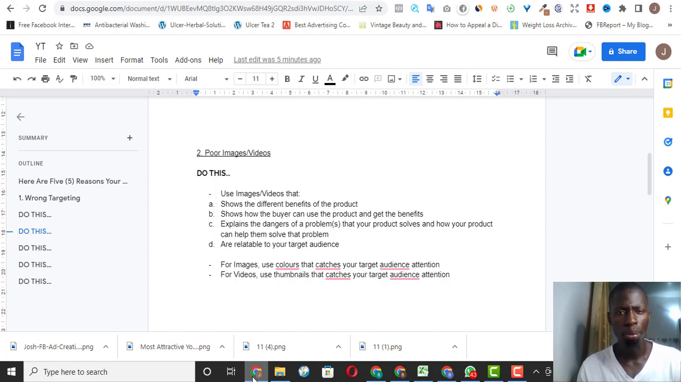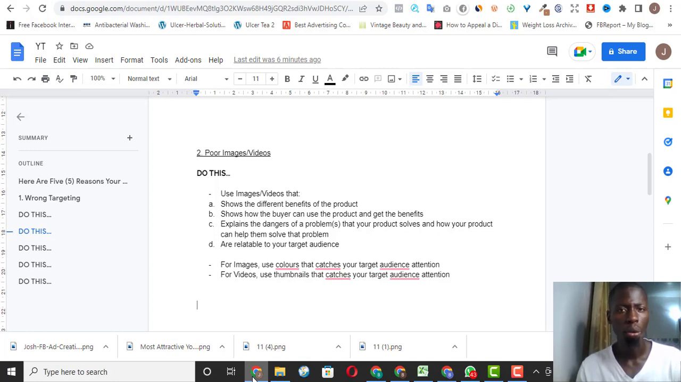Show them how people get to sleep well when they use your products. Okay, so that's what you want to be showing them when you're using images or videos to explain the kind of product that you sell to them. Then again, use images and videos that explain the dangers of a problem that your product solves and how your product can help solve that problem.